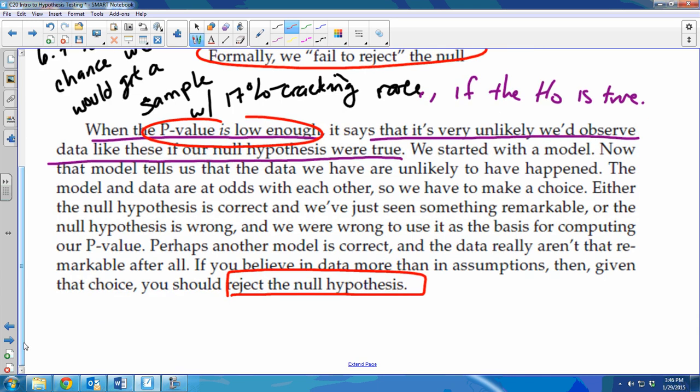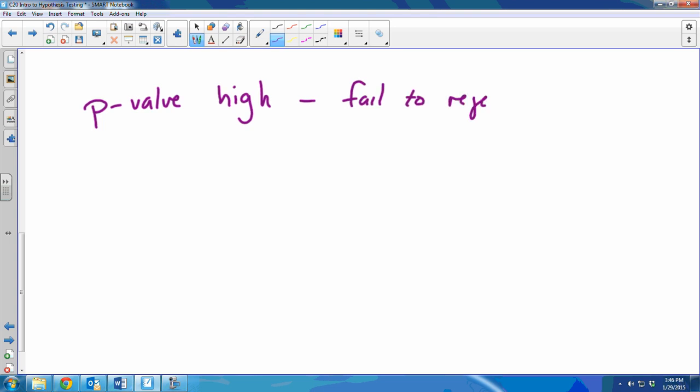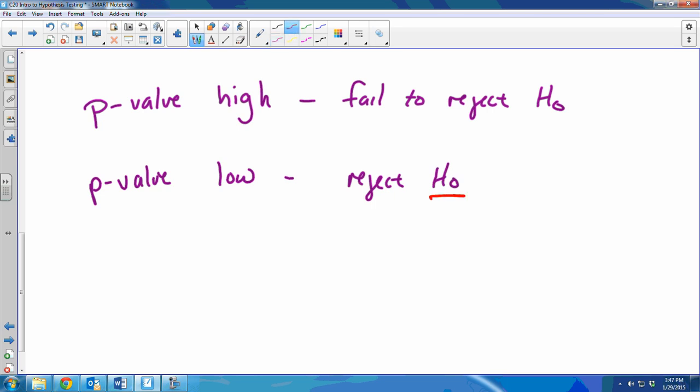We're going to talk more about p-values tomorrow, but it's going to take us a little bit. Moral of the story here, until we get into some more with some context: P-value is high, we fail to reject. P-value is low, we reject. Notice it's always about the null hypothesis. It's not about the alternative. We don't accept anything. We either fail to reject, that means there.